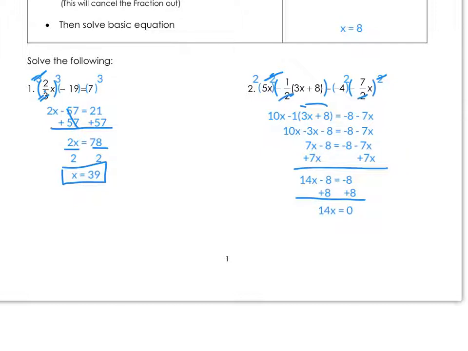So then I get 14x equals 0, divided by 14, which we can do. If you put that in your calculator, 0 divided by 14, you do get an answer of 0. So this is not like a no solution or an infinite solution or anything. It is actually x equals 0.